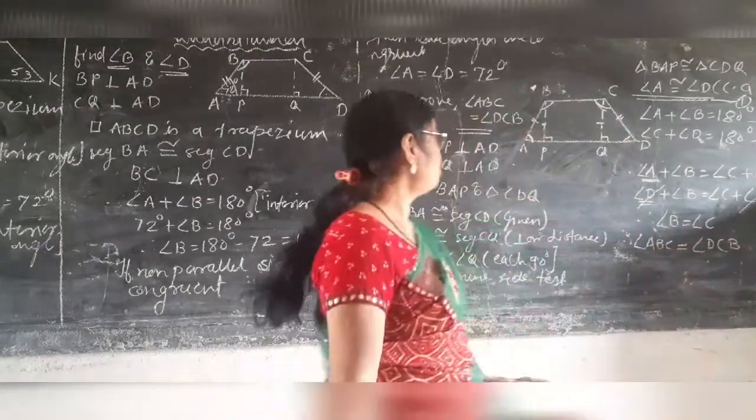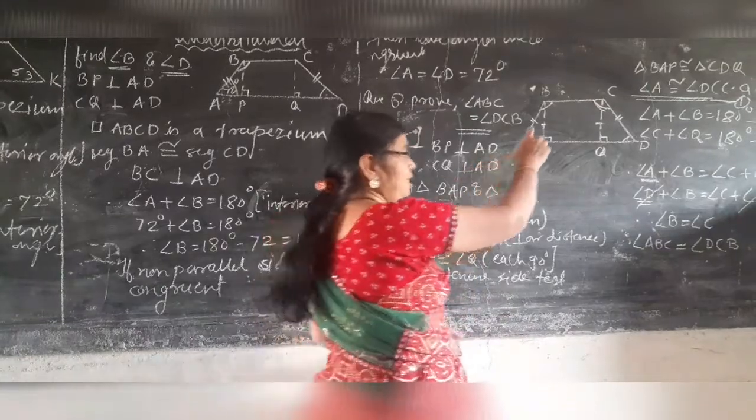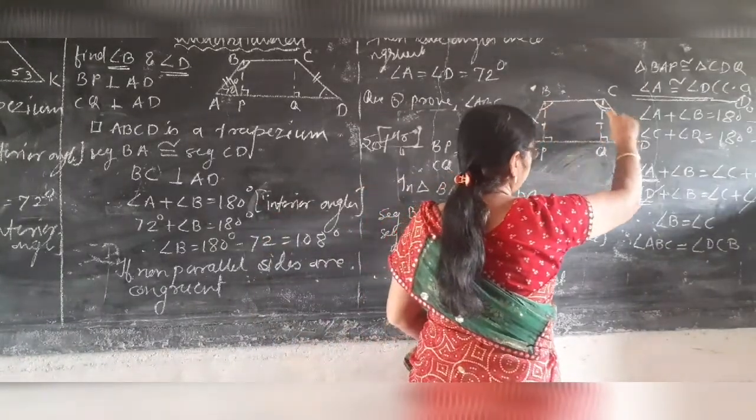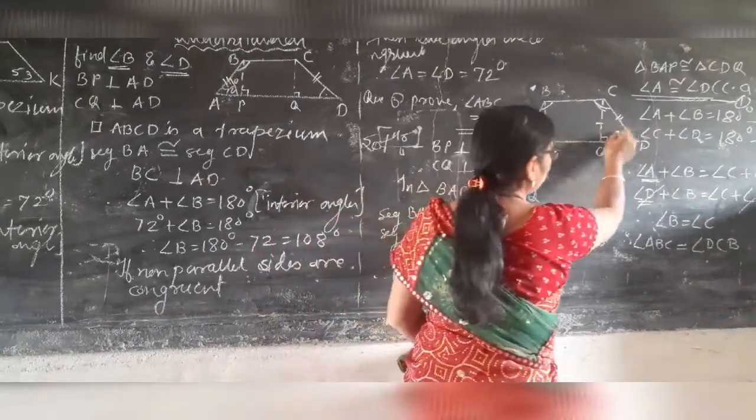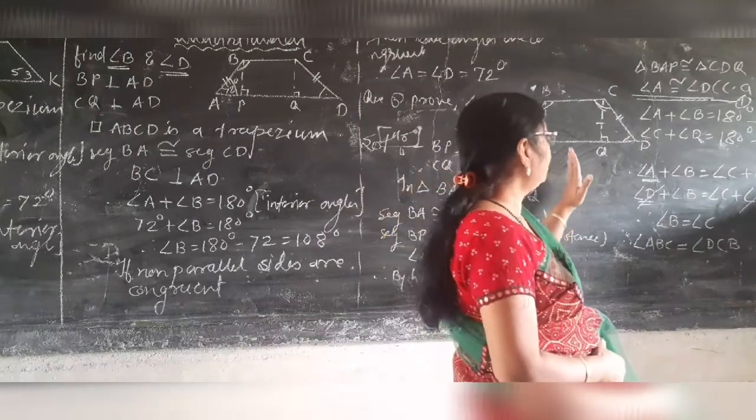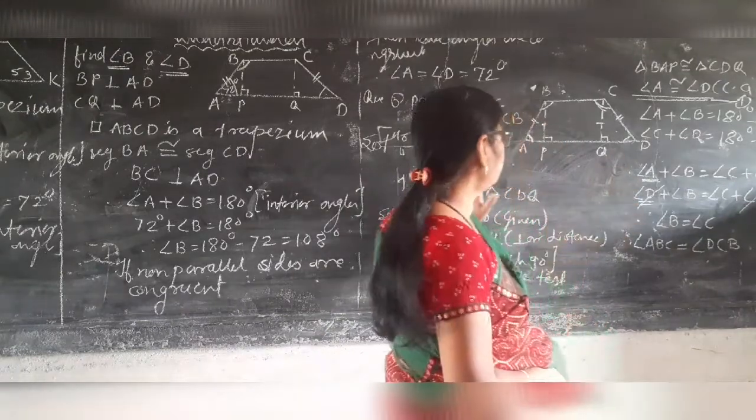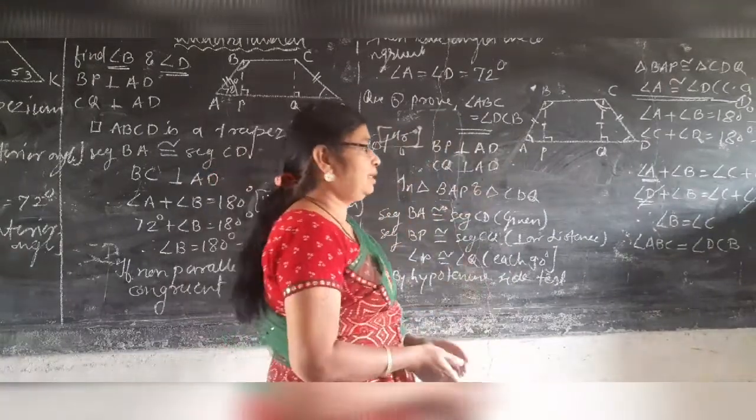Okay. Here which properties do we apply? You have to apply first the congruence test. Here we apply which test? The hypotenuse side test for these two triangles. You have to show first that two triangles are congruent, and then use the properties of a trapezium to find out the answer.